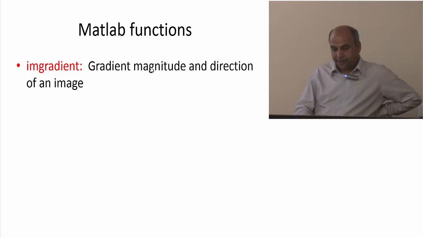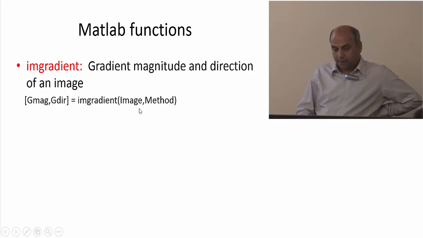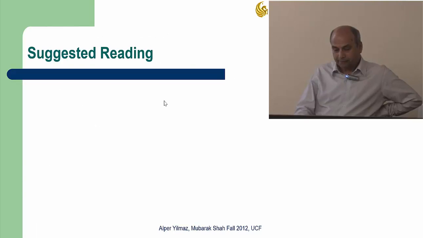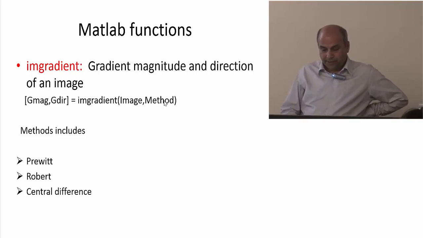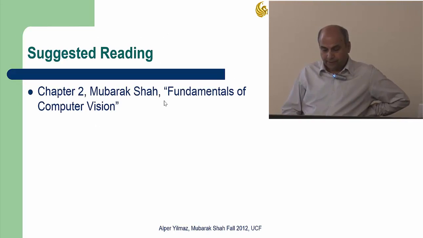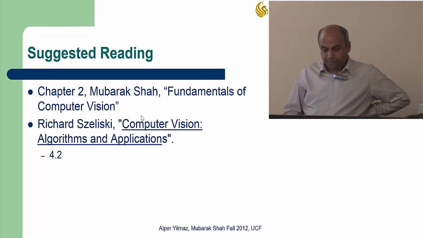Then there is imgradient, which just finds the gradient of an image, and you can specify which method you want, Prewitt, Roberts, central difference, and so that's it. You can look at chapter 2 from my book and also Rick Szeliski's section 4.2.